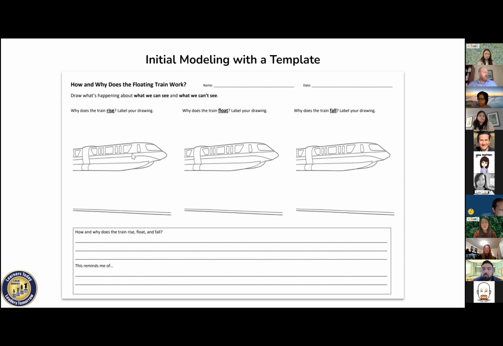And so in the first little picture there is space to draw what we can see and what we can't see when the train rises, and then as the train is floating, and then as the train settles back down, falls. Then it's asking the students how and why the train rises, floats, and falls, and does this remind them of something? What does it remind them of? So this is what we would give to students to get their initial thinking out there.